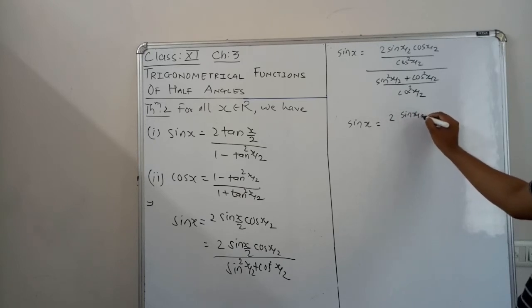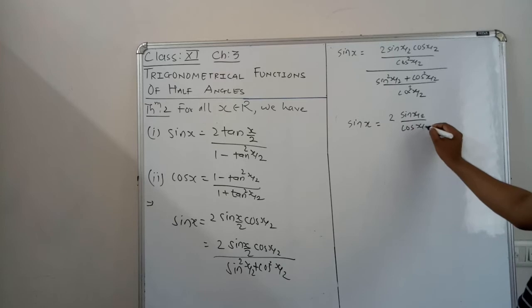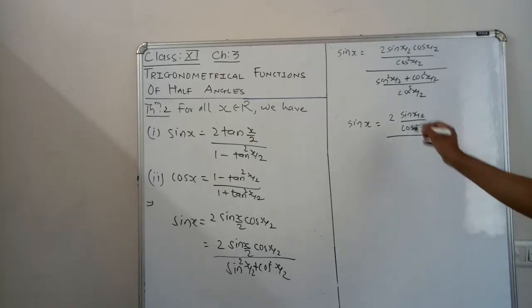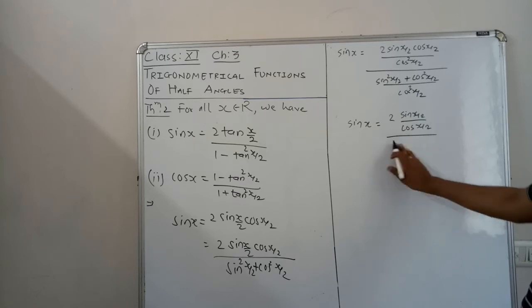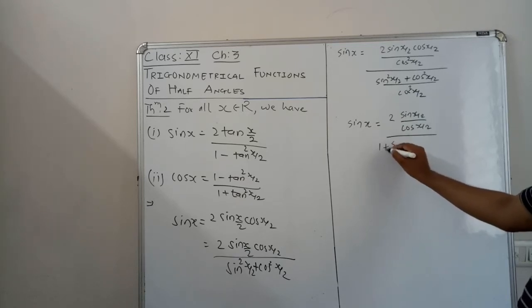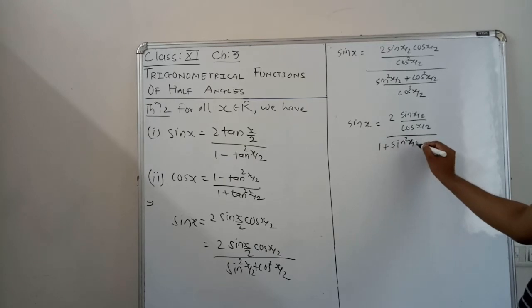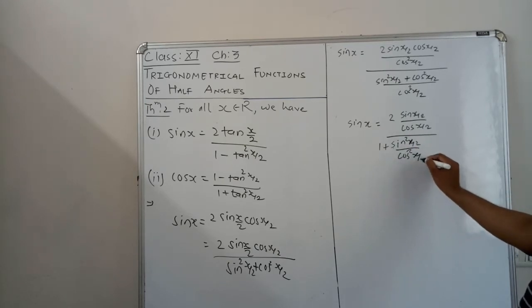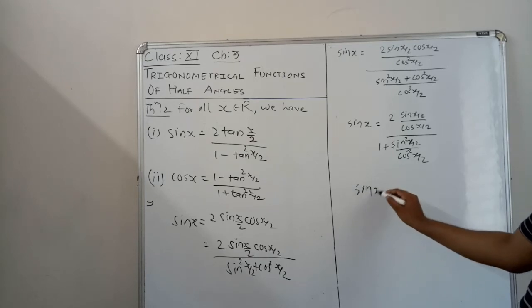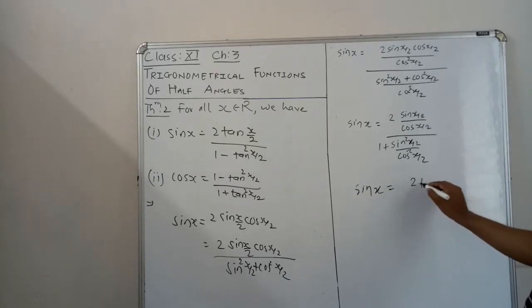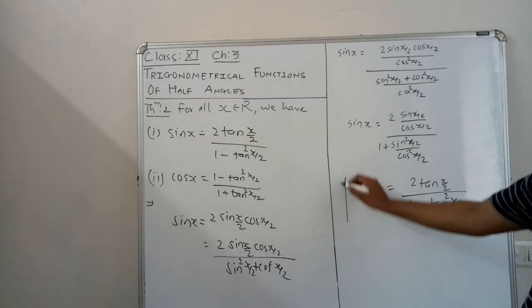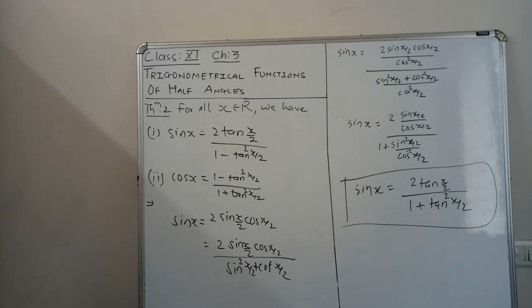Okay. So 2 sin x by 2 upon cos x by 2, right? Upon 1 plus sin upon cos. So here मैं पहले 1 लिख देता हूँ plus sin square x by 2 upon cos square x by 2. So therefore here you got the result sin x is equal to 2 tan x by 2 upon 1 plus sin by cos, that means the tan square x by 2. So sin x is equal to 2 tan x by 2 upon 1 plus tan square x by 2. क्लियर बच्चों? ओके, समझ में आ गया, राइट?